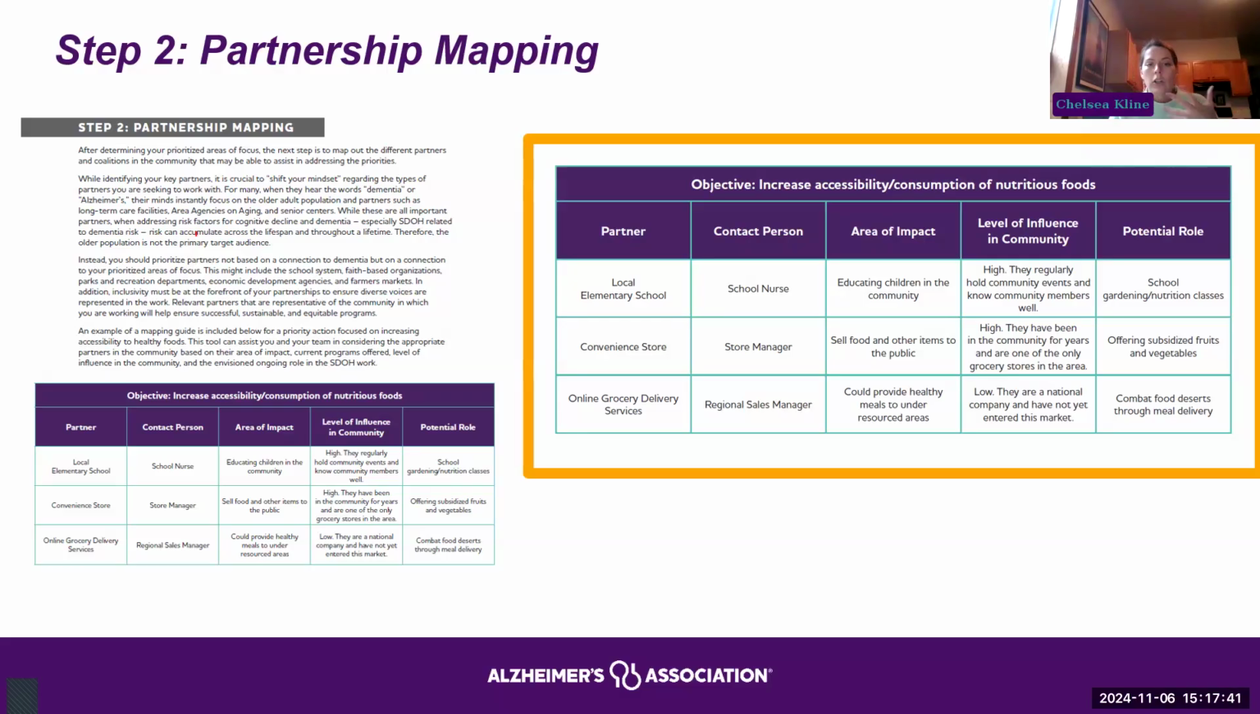So being sure that when you're looking at advancing efforts related to social determinants of health, that you're involving and engaging a wide variety of players. So we do have this helpful tool here that allows you to list out who are some key partners in your community that can help you reach your objective, who are the main contact people, what is their area of impact in the community, what's their level of influence in the community, and what could their potential role be in helping you to address that dementia-related SDOH.